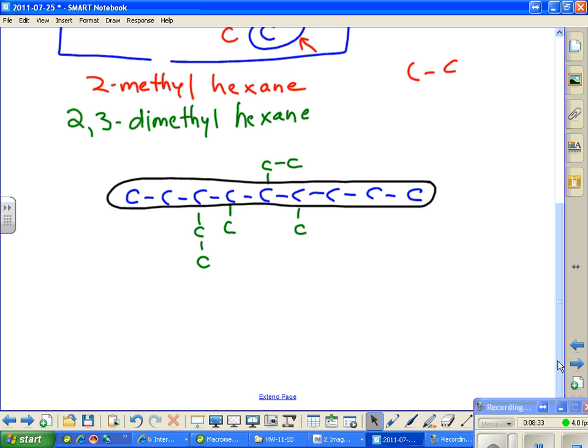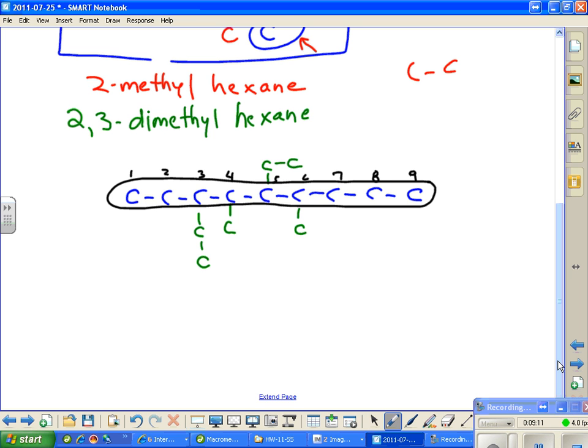Now I know where my longest chain is, and which end has a substituent closest to it, left or right? The left. Good. So this guy's going to be number 1, 2, 3, 4, 5, 6, 7, 8, and 9. Now, when we have more than one kind of substituent, we put them in alphabetical order. So let's name the substituents that we have.